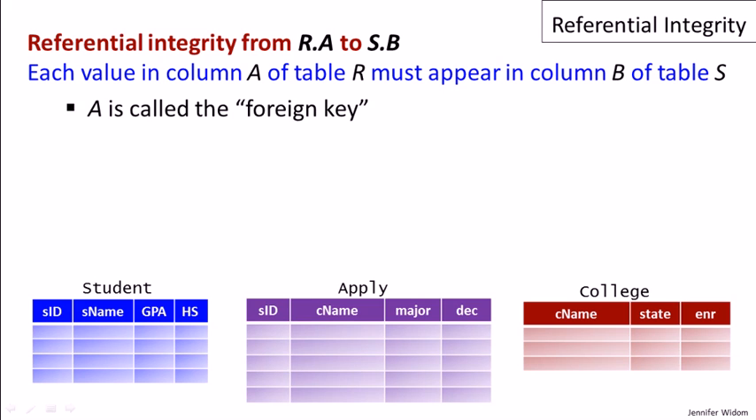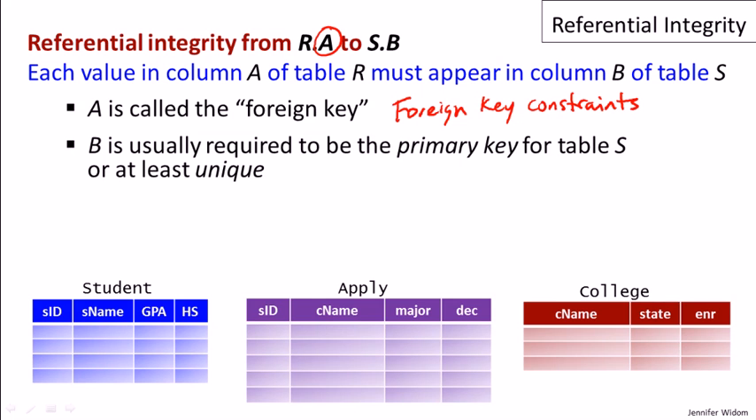Now, just a few more details of referential integrity constraints. The referencing attribute, in this case the referencing attribute is A, is often called the foreign key, and in fact referential integrity is often referred to as foreign key constraints, and even in the SQL syntax we'll see that the term foreign key is used. Second, when we have a referenced attribute, in this case now we're talking about attribute B, so we have R.A to S.B, the referenced attribute is usually required to be the primary key for its table, or at least specified as unique.